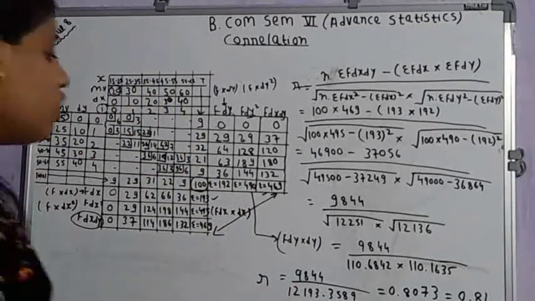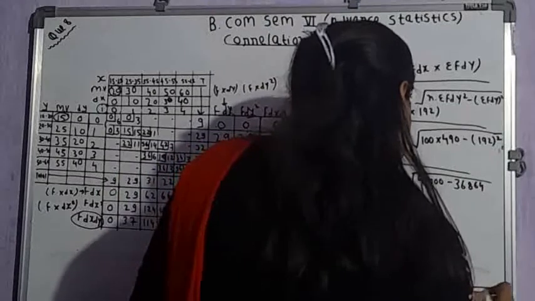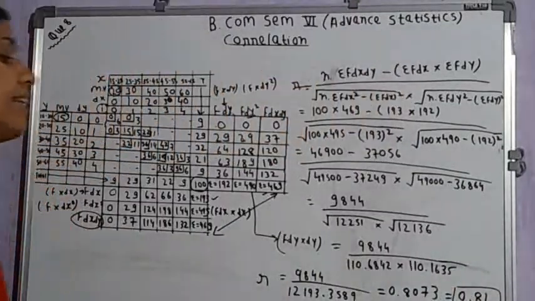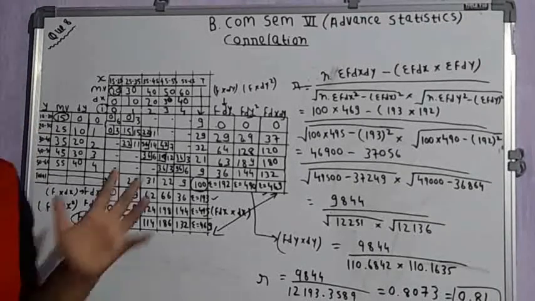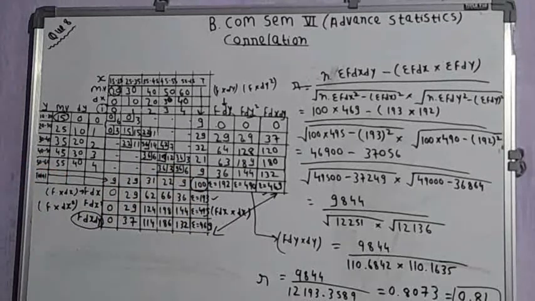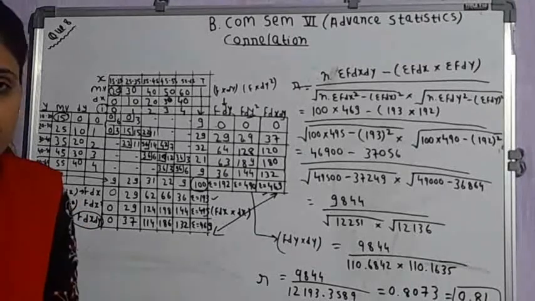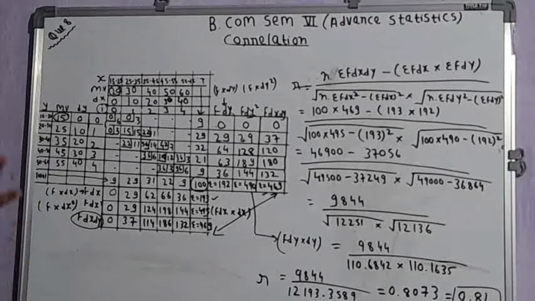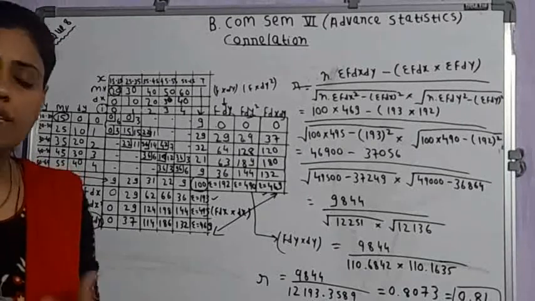So here what is the value of the coefficient of correlation? 0.81. So it indicates that there is strong positive correlation between the age of husbands and the age of wives. So this way we are done with the problem of the bivariate frequency distribution table. We have calculated the coefficient of correlation by using Karl Pearson's coefficient of correlation method in the bivariate frequency distribution table. So in the next lecture we are going to meet with a new problem under the same chapter.